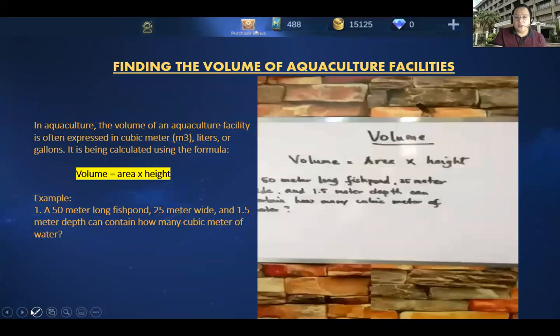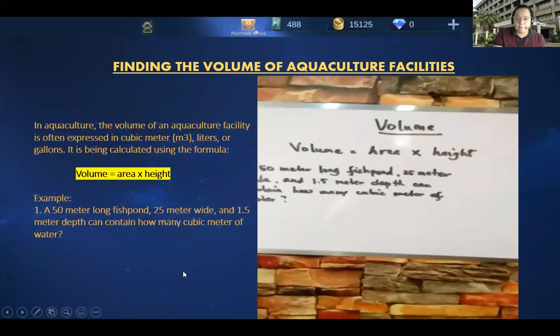Okay, to find the volume of the aquaculture facilities: in aquaculture, the volume of the facility is often expressed in cubic meters, or m³. Liters or gallons can also be used. It is calculated using the formula volume is equal to area times height. Here is an example: a 50-meter long fish pond, 25 meters wide, and 1.5 meters deep can contain how many cubic meters of water? This is how we solve the problem.